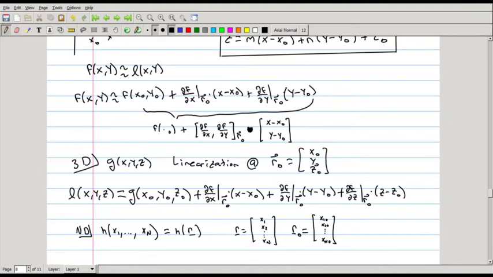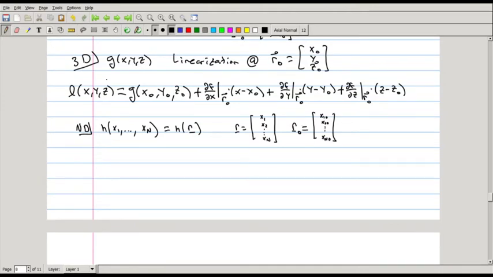And so a very compact notation for this is that the linearization of a function at a point r naught in 2D is in fact equal to the value of the function at the point r naught plus the gradient vector of the function at r naught, vector dot product with the vector r minus r naught.